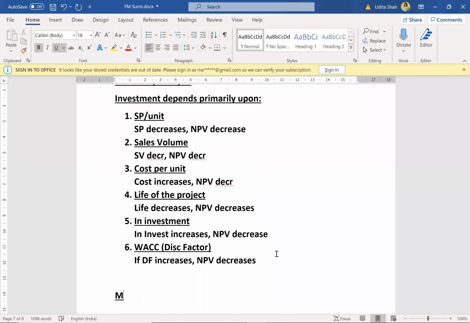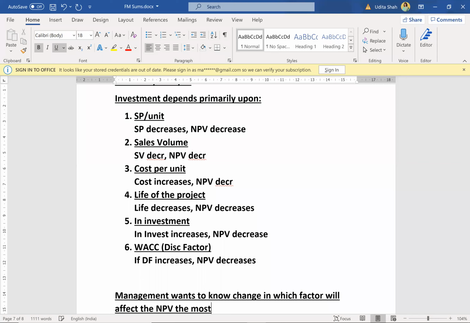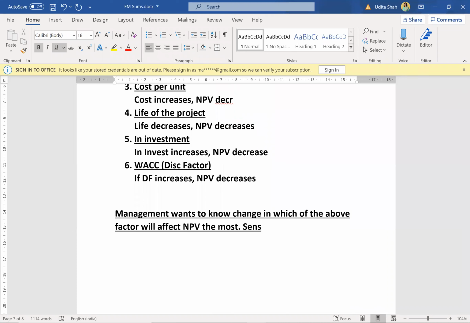So management wants to know which factor, change in which factor will affect the NPV the most, correct? So management wants to know change in which of the above factors will affect my NPV the most, correct? And that is why we are going to do a sensitivity analysis.